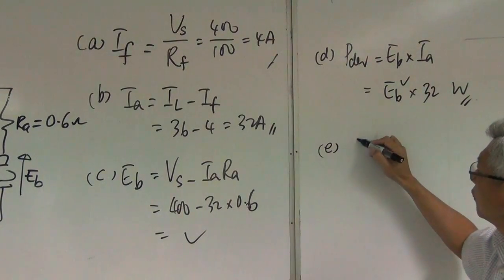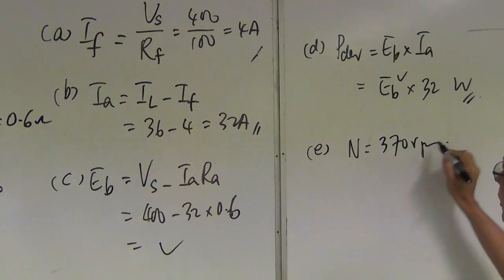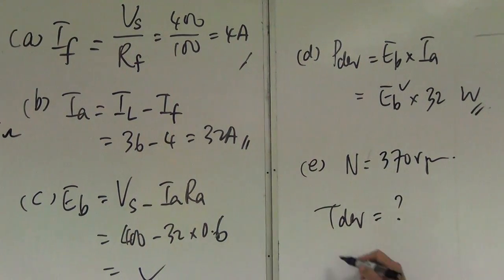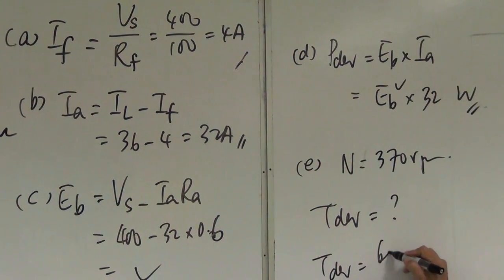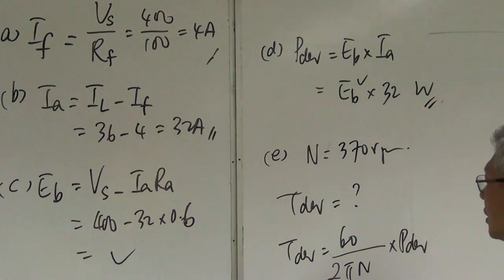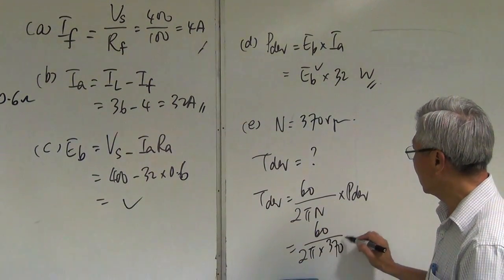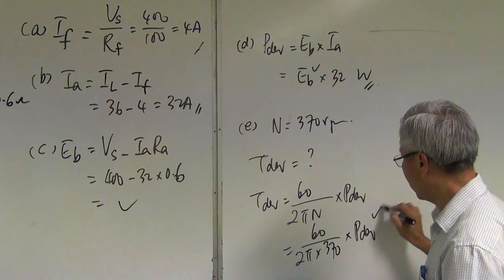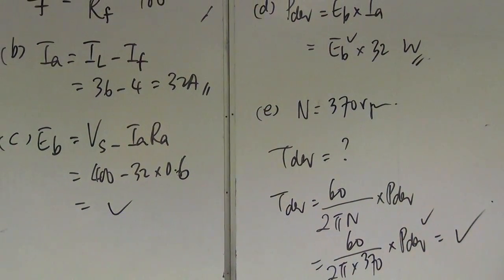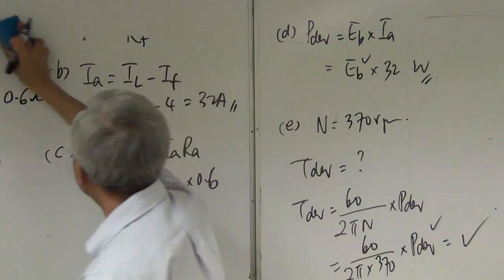Part E. If you are told that the motor is running at a speed of 370 RPM, find the torque. Can it be done? Yes. Torque is equal to 60 divided by 2 pi N multiplied by power developed. So there will be 60 divided by 2 pi times 370 multiplied by the power developed that you calculated just now. So these are the basic things that you must know. Alright, continue with the question.